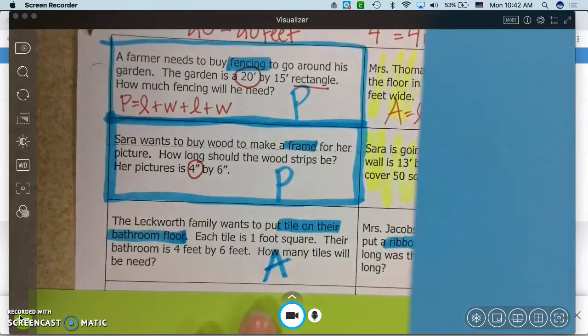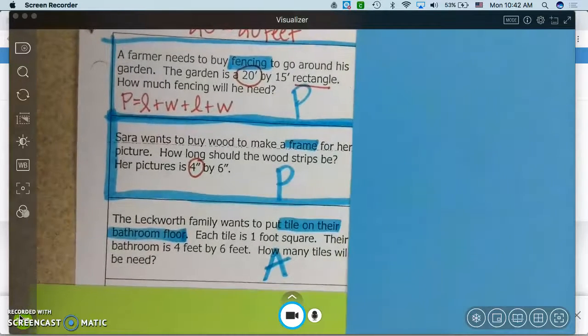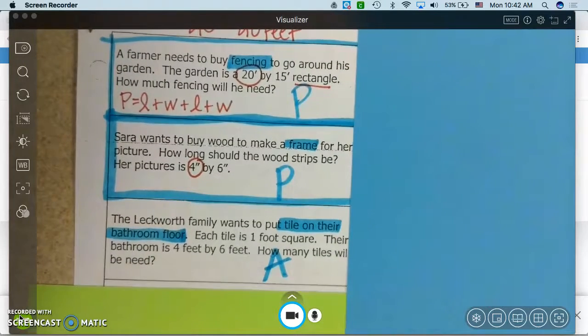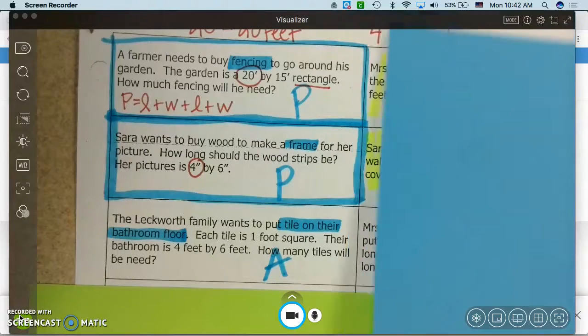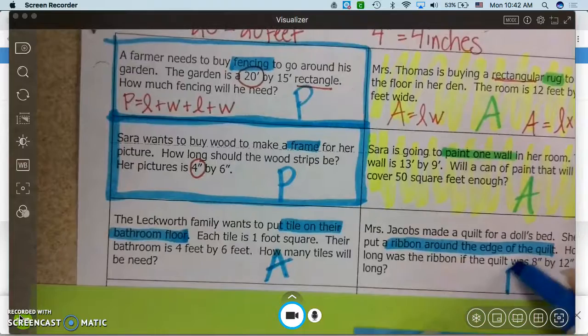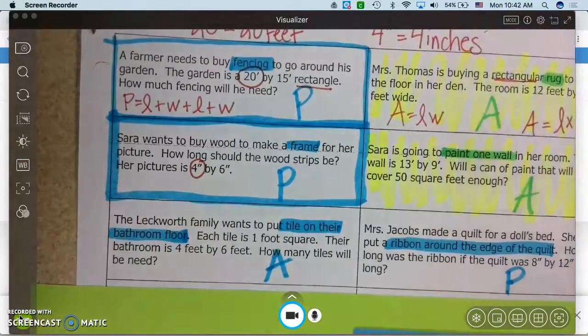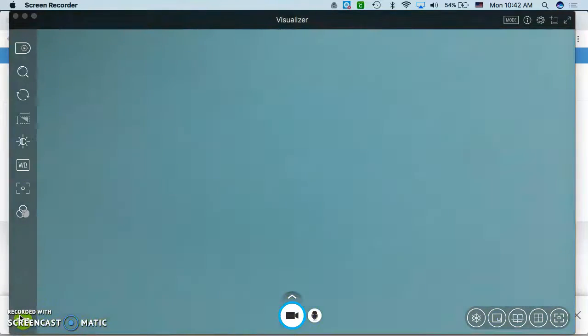All right. Miss Jacobs is making the quilt, and she wants ribbon around the edge. What would that be? Perimeter. Around the edge of the quilt would be like the border, which is perimeter. Let's look at the next one.